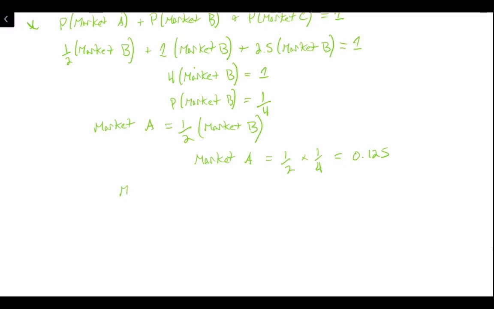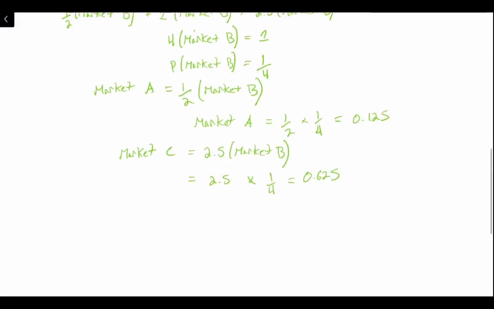And if market C is 2.5 times market B, well, this means that 2.5 times 1 over 4, which gives us 0.625. And then just to double check that we have all of our math right, let's go ahead and just revisit this.